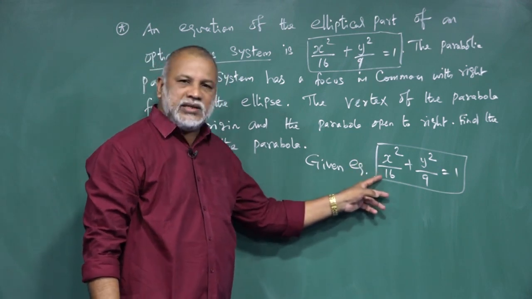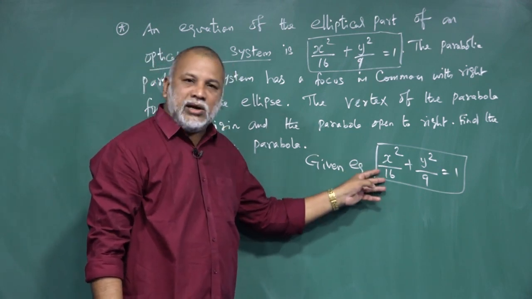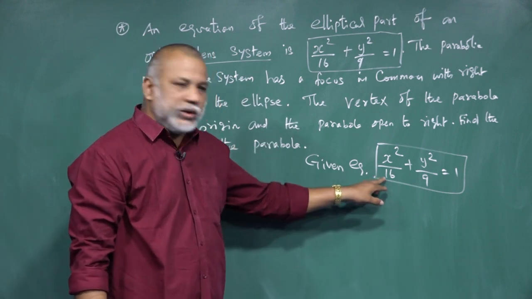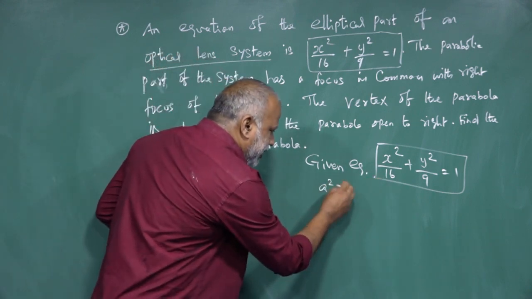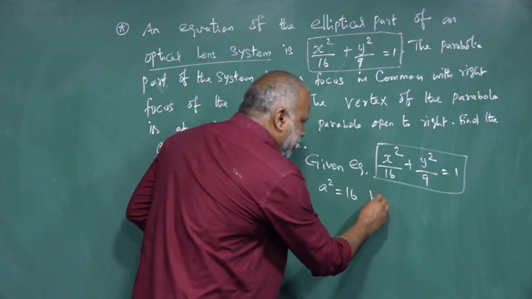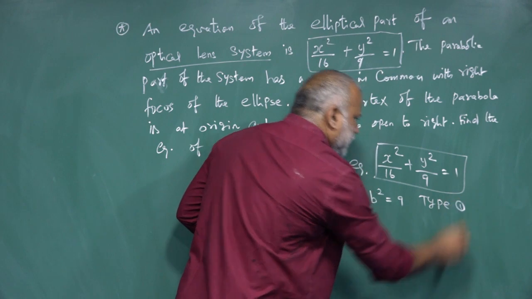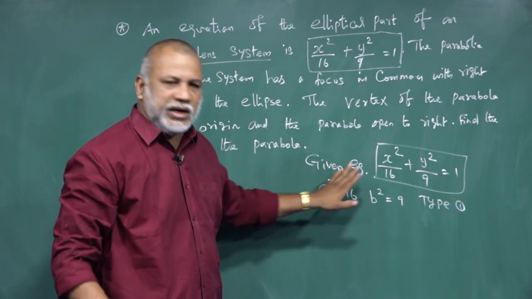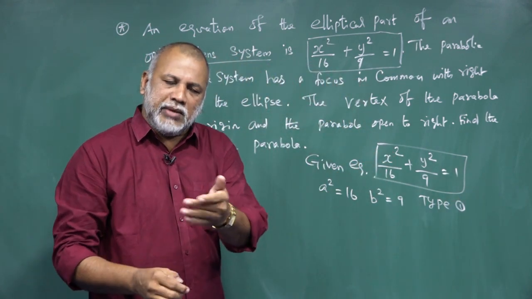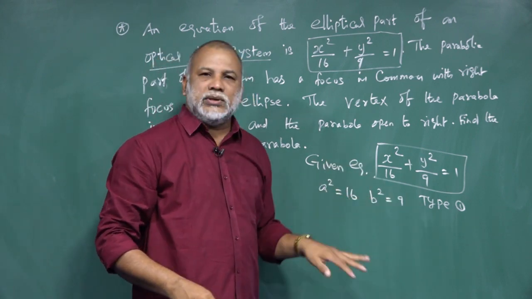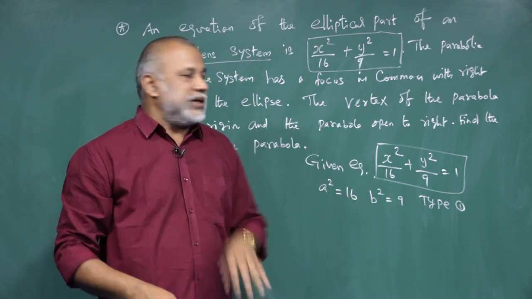See, x squared by 16. So the greater value is the denominator of x. Therefore, it should be type number 1. Here a squared equal to 16. We can observe a squared equal to 16, b squared equal to 9. Type 1. So we are very clear on this idea. We are discussing many problems on this. So a squared is 16, b squared 9, type 1. This is major axis along x-axis.